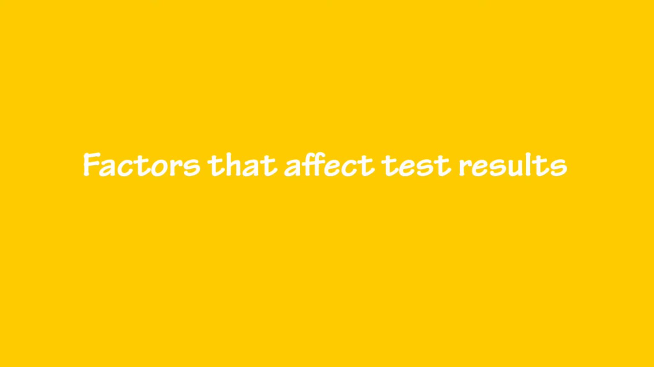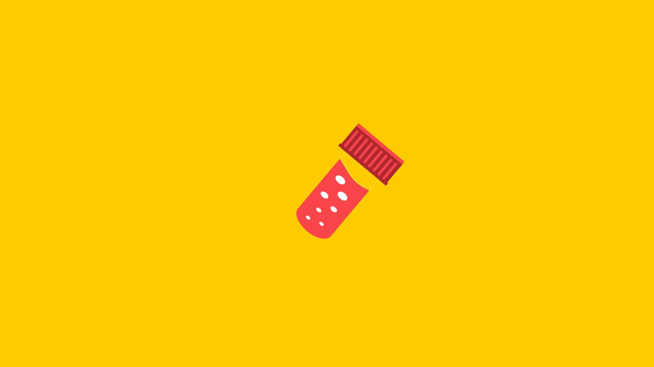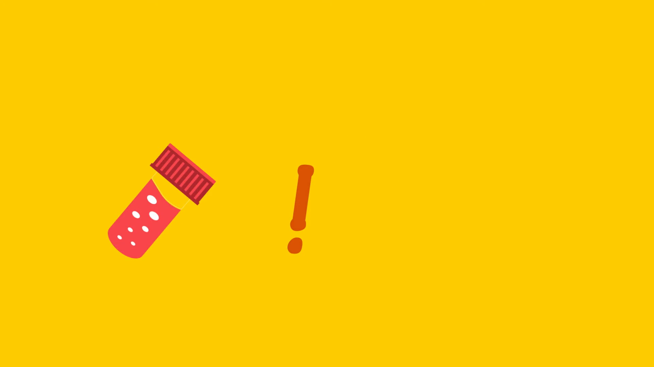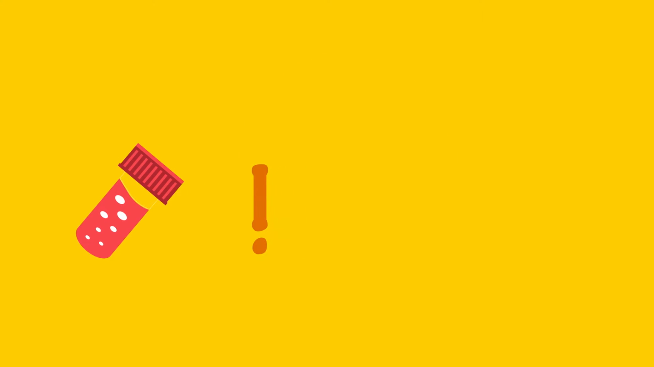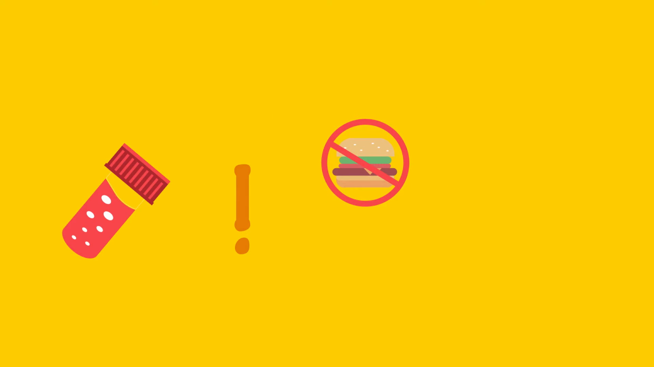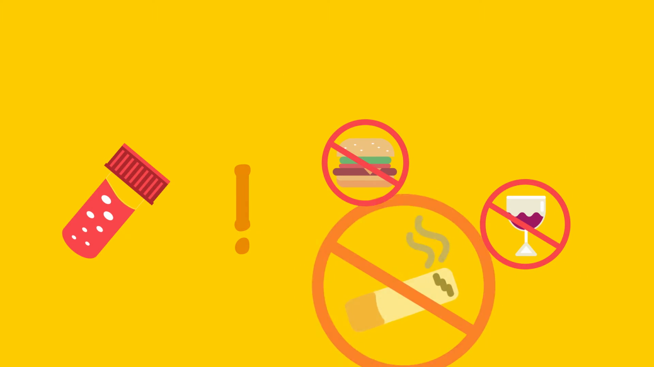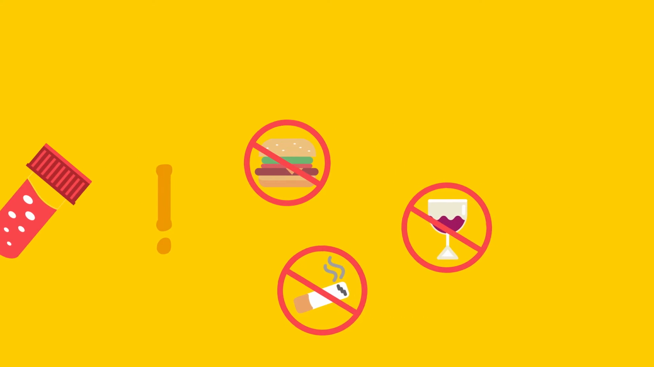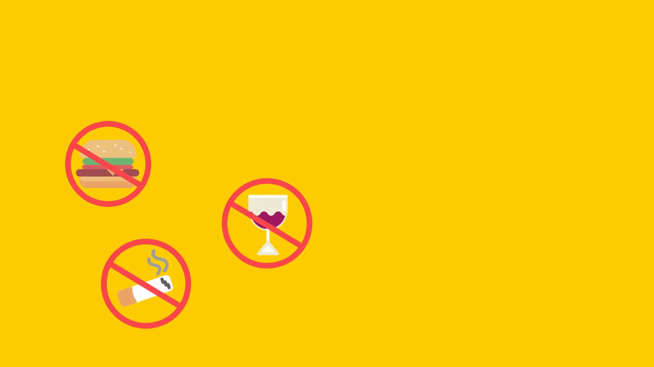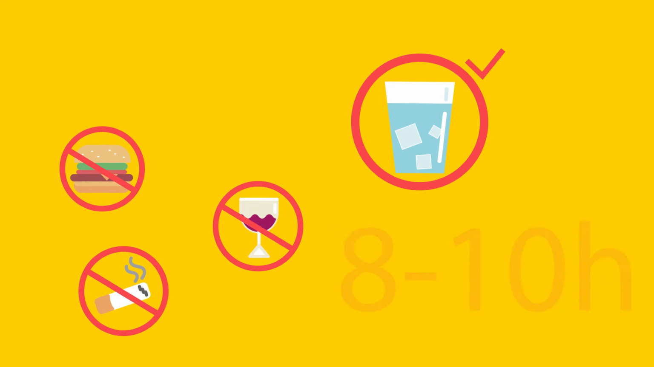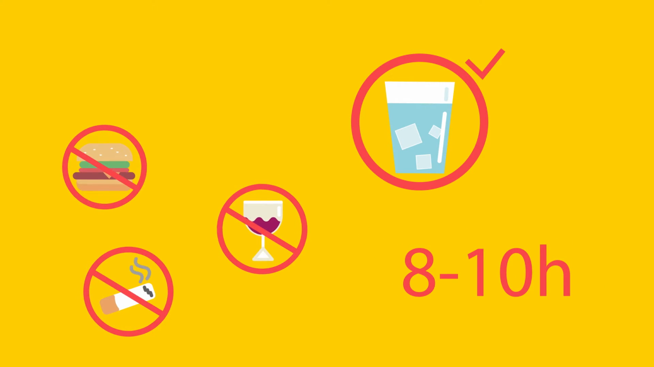Factors that affect test results. When you are asked to take a blood test, you may be given instructions about what to do before your clinic appointment, such as fasting, not eating for a period of time, avoiding alcohol, or not smoking. For example, you might be asked not to eat or drink anything other than water for 8 to 10 hours before a fasting blood glucose test, as they want to test for glucose, sugar, in the blood.